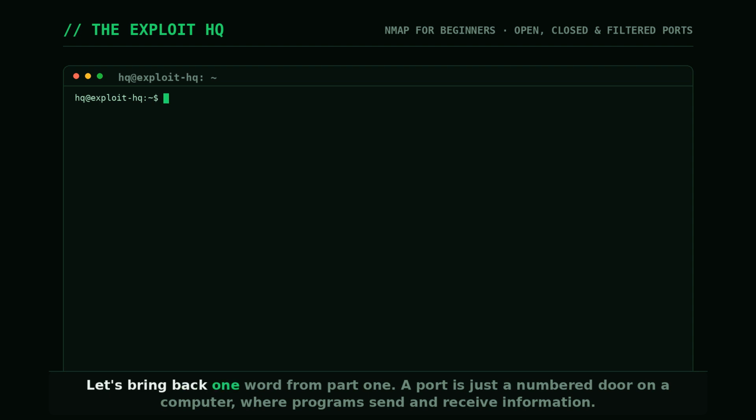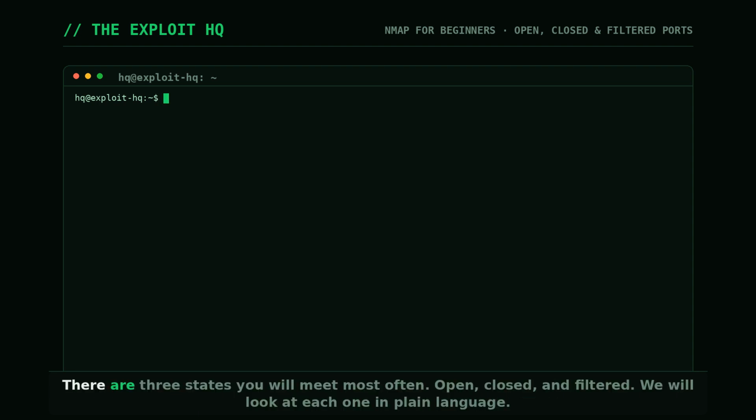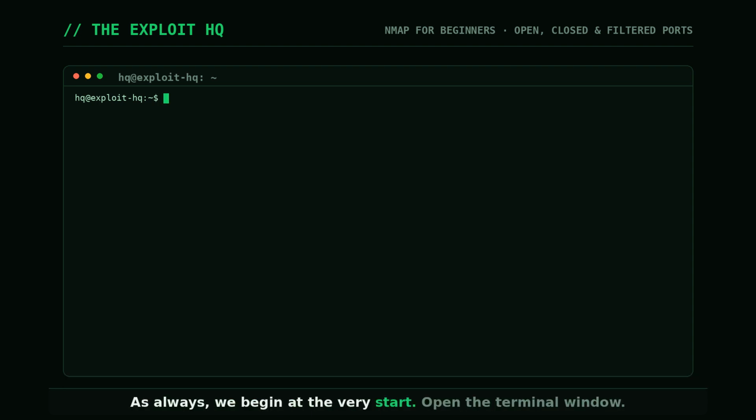Let's bring back one word from part 1. A port is just a numbered door on a computer where programs send and receive information. When Nmap scans, it checks each of these doors and then reports back a state for each one. Think of the state as that door's status. There are 3 states you will meet most often: open, closed, and filtered. We will look at each one in plain language. As always, we begin at the very start.